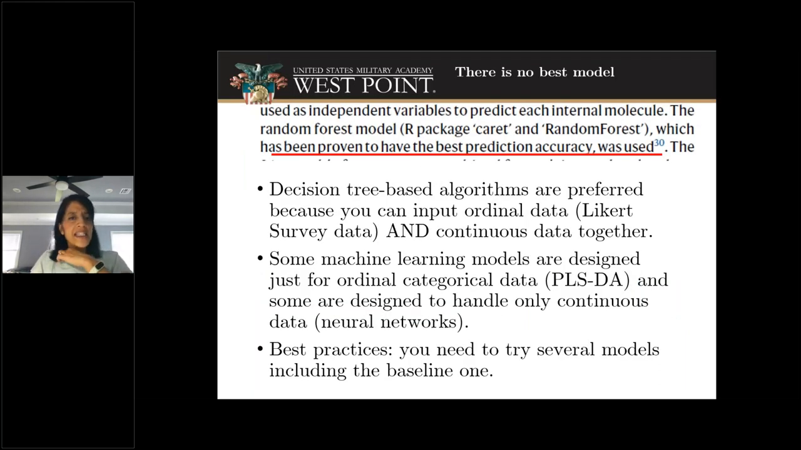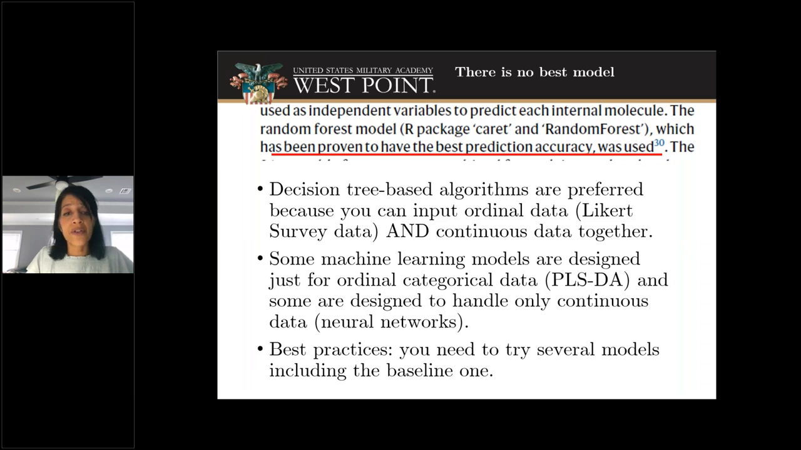I found this curious. I didn't cite this because I'm going to make it hard for you to find it. But I saw a paper on precision nutrition published recently, and I kind of had a chuckle because they said it's been proven to have the best prediction accuracy. That is not true. There is no best model. In fact, the reason random forests are used for precision nutrition is because you have this multimodal data, and it's one type of machine learning algorithm that can handle those multiple different kinds of data. That's the reason you want to use random forests.